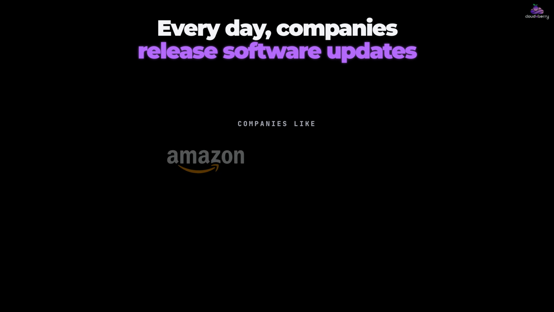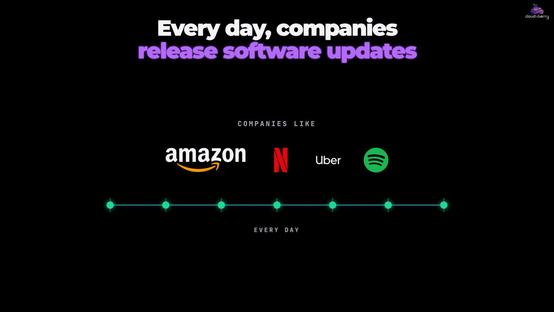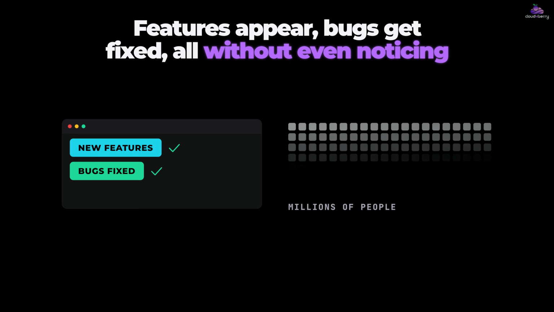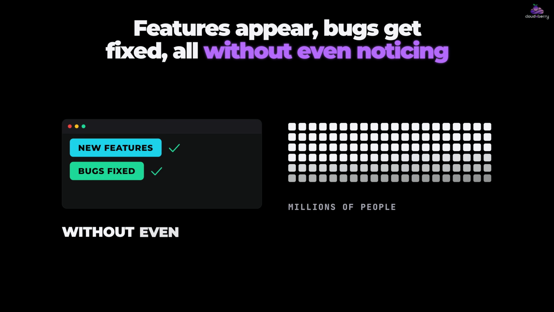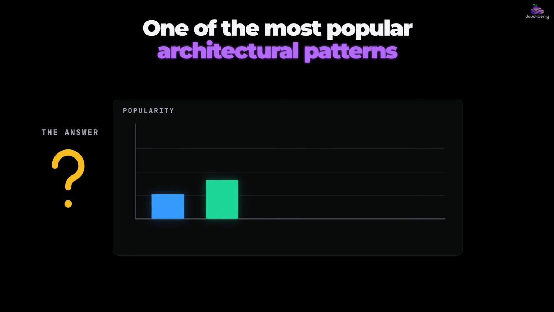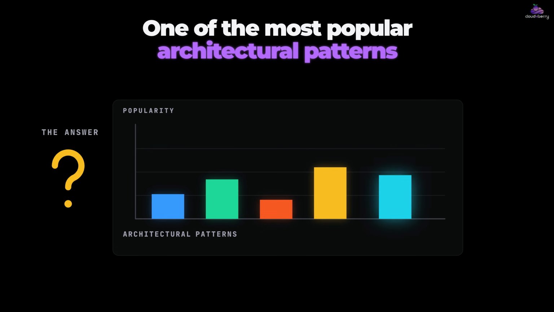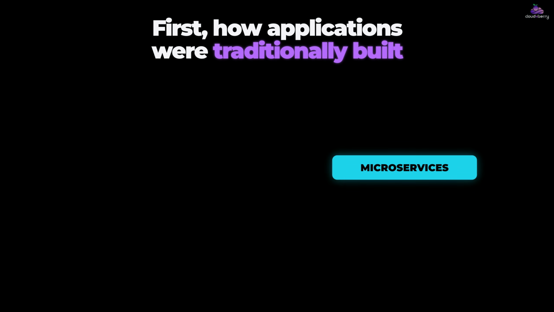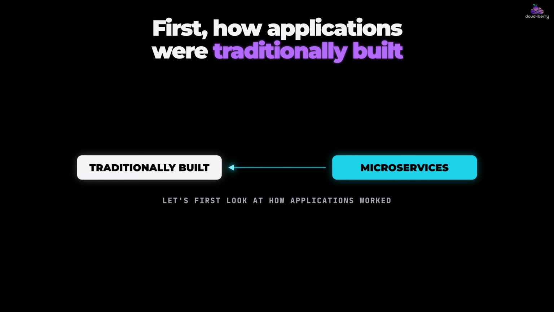Every day, companies like Amazon, Netflix, Uber, and Spotify release software updates. New features appear, bugs get fixed, and millions of people continue using these applications without even noticing that an update happened. How is that possible? The answer lies in the way modern software is designed, and one of the most popular architectural patterns behind it is called microservices. To understand microservices, let's first look at how applications were traditionally built.